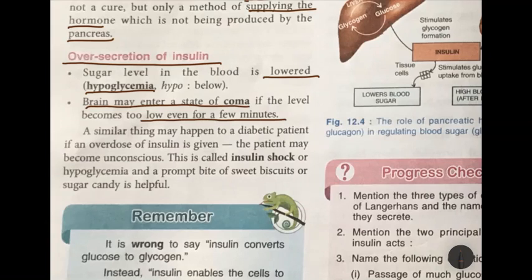A similar thing happens to a diabetic patient if an overdose of insulin is given. There is more insulin in the blood, so all of the glucose is used up and the level of sugar in the blood becomes less, and the patient will become unconscious. This is known as insulin shock or hypoglycemia, and a prompt bite of sweet biscuits or sugar candy is helpful in such cases.